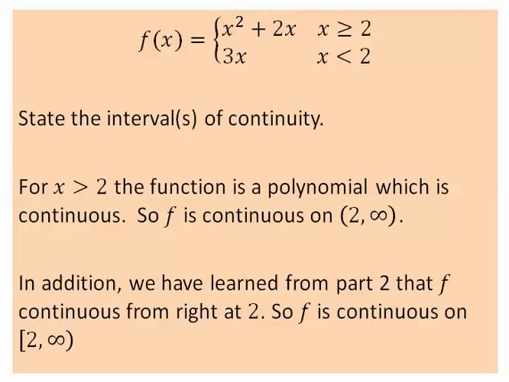Part 3. State the intervals of continuity. For x greater than 2, the function is a polynomial, which is continuous. So f is continuous on 2 to infinity. In addition, we learned from part 2 that f is continuous from the right at 2. So f is continuous on the interval 2 to infinity, including 2. That straight up and down bracket means I include the value 2.